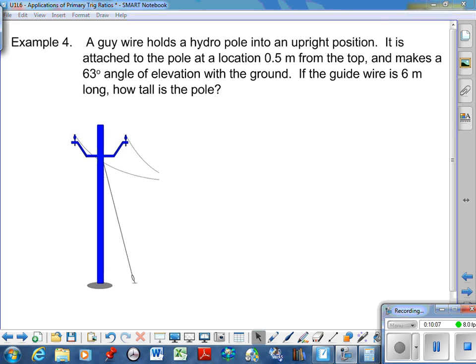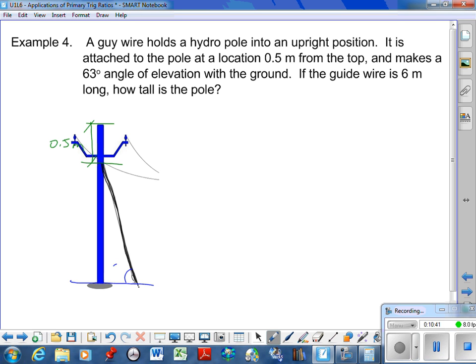Final example, the guy wire. I don't know why it's not a gal wire, but the guy wire is this wire right here that touches to the ground. Okay, the one that almost takes your head off when cutting line. It holds the hydro pole in the upright position. It's attached to the pole a half meter from the top, so that distance right there is 0.5 meters. Makes a 63-degree angle of elevation with the ground. Okay, very careful there. 63 degrees with the ground.